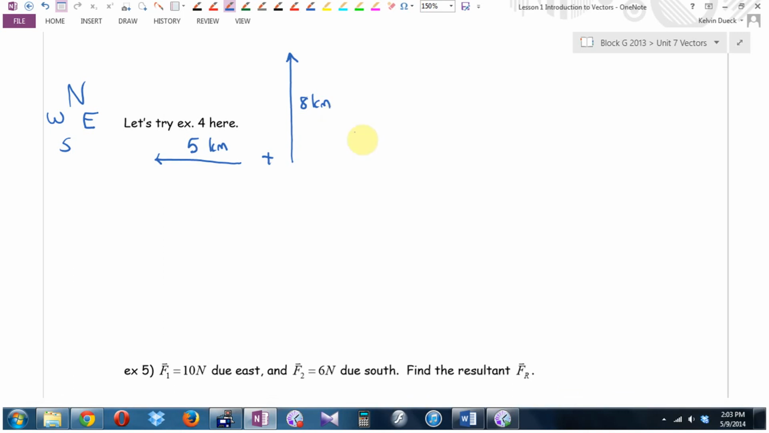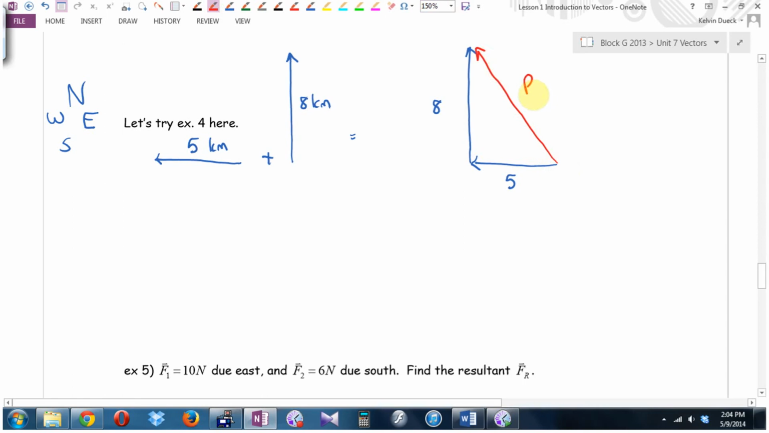Yeah. So here's the answer. I'm going to go 5. There's the tip. The tail of the next one goes right there. 8. The resultant is going to be, now here's what I wrote, from the tail of the first to the tip of the second, but I hope even from your diagram you can see, oh, it's going to be pointing upwards and leftwards.